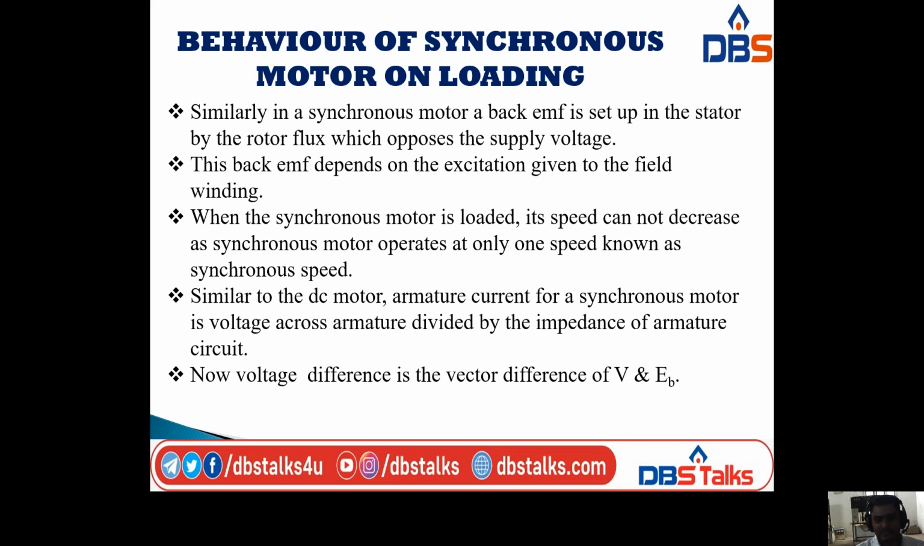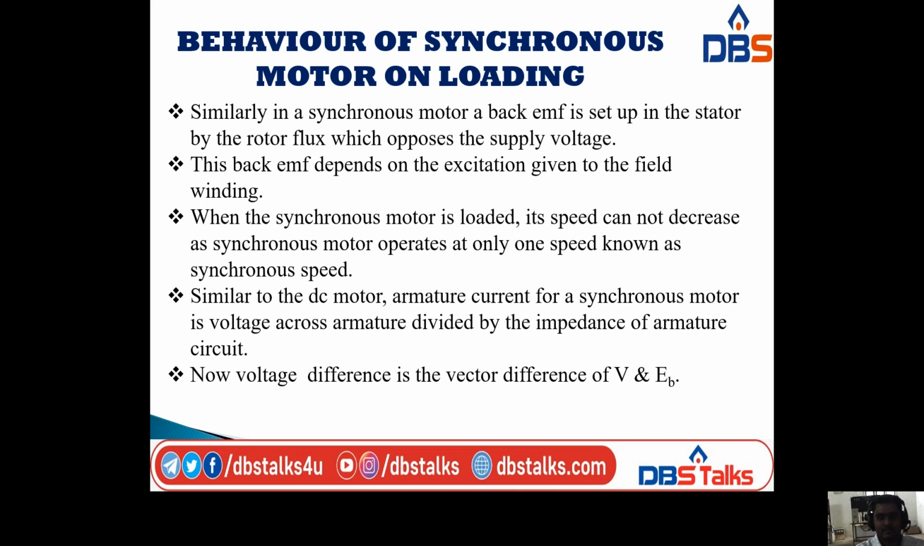When the synchronous motor is loaded, its speed cannot decrease, as a synchronous motor operates at only one speed, known as synchronous speed. Similar to the DC motor, armature current for a synchronous motor is the voltage across the armature divided by the impedance of the armature circuit. The voltage difference is the vector difference of V and EB, that is V bar minus EB bar.